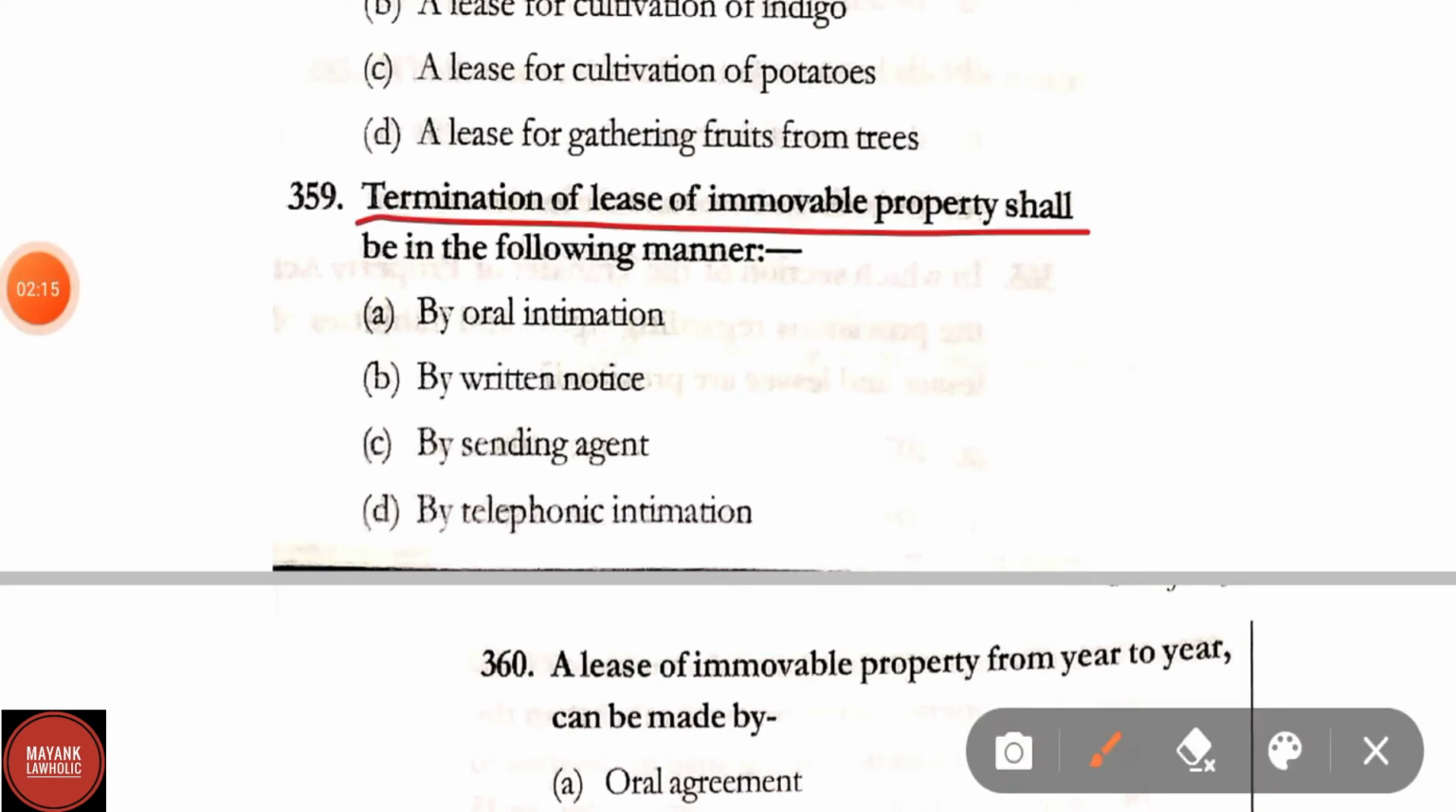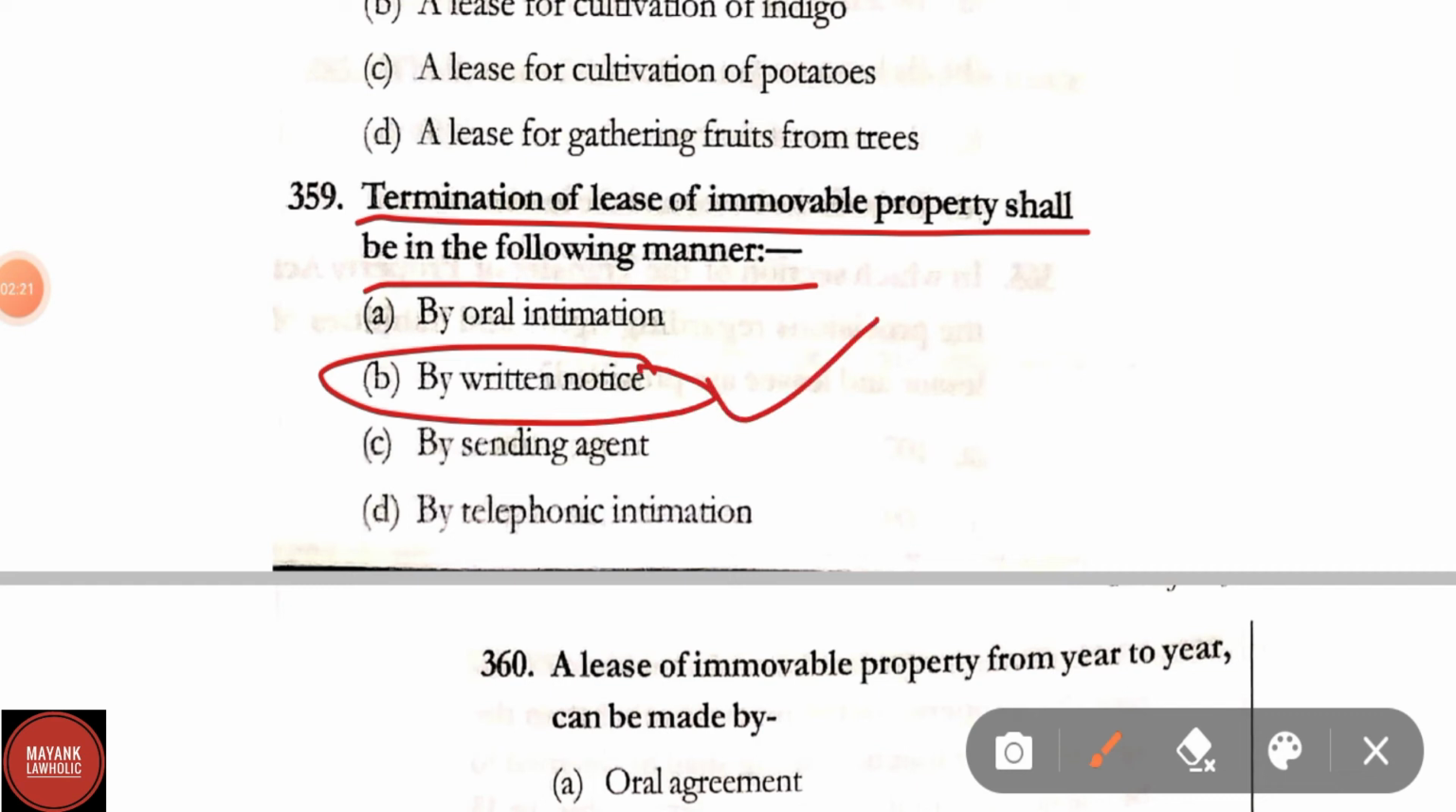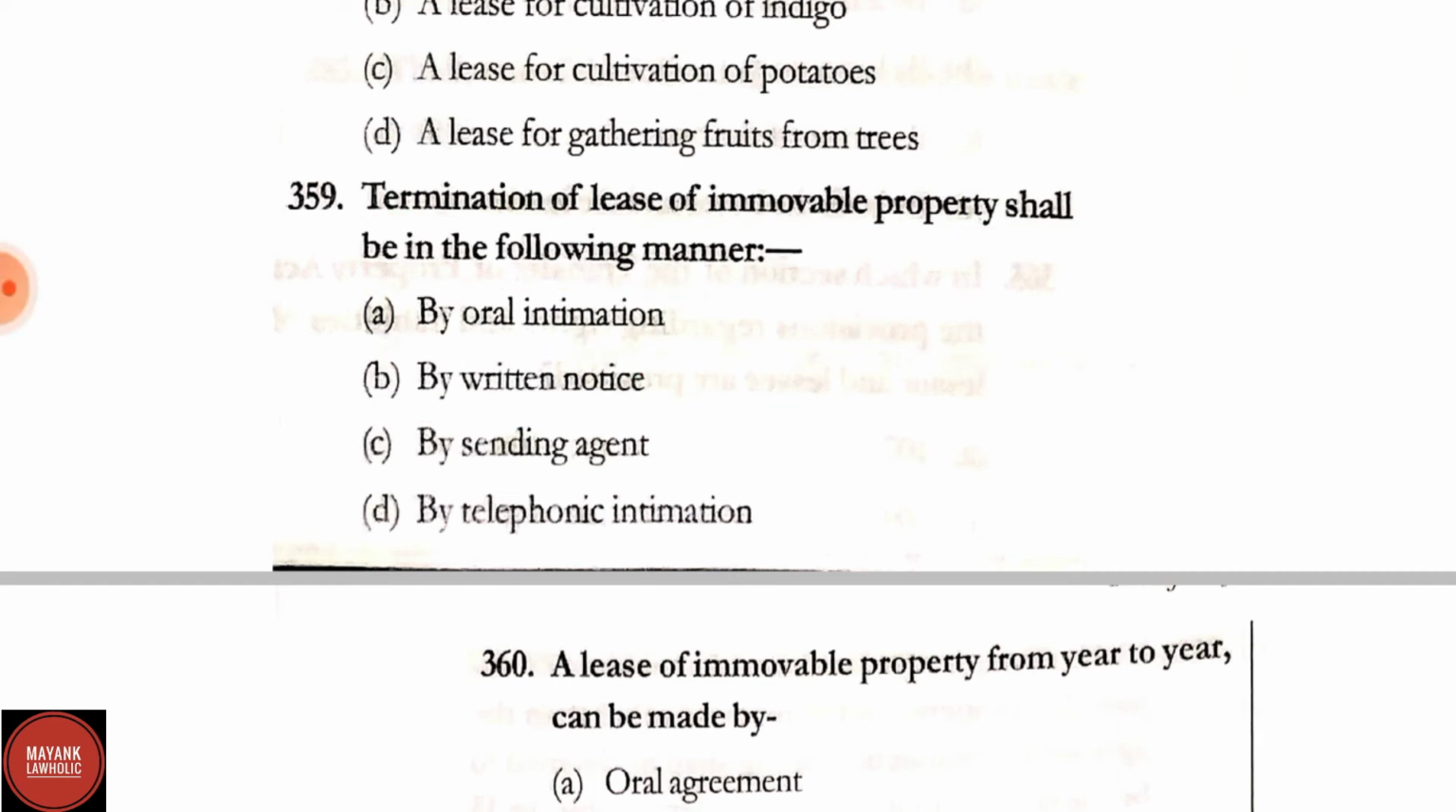Question number 359. Termination of lease of immovable property shall be in the following manner. Option B, by written notice, is the correct answer. Termination of lease should be by written notice.